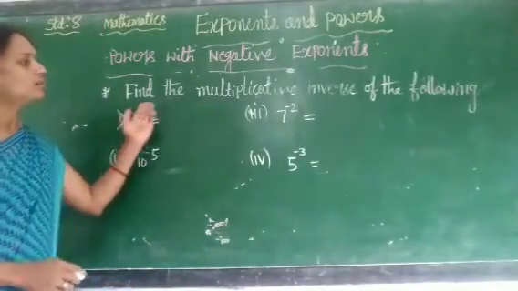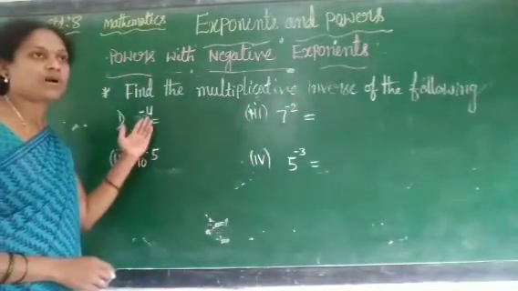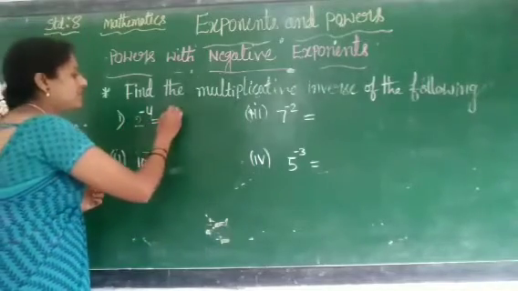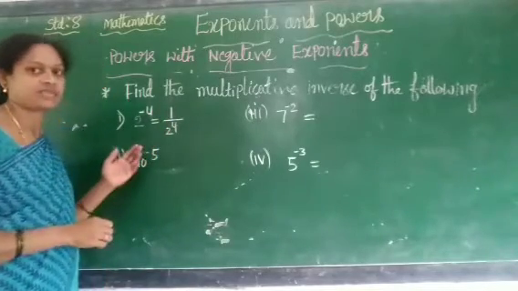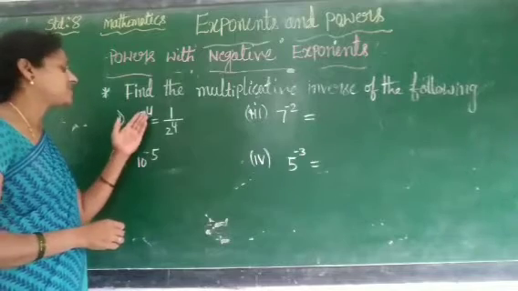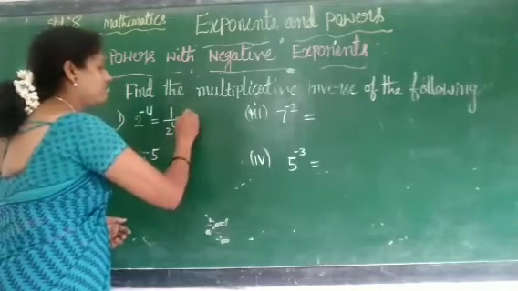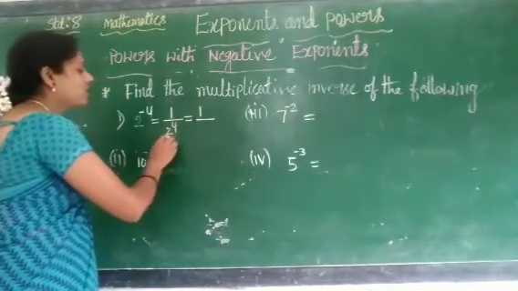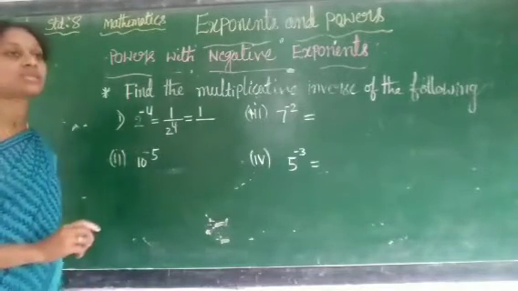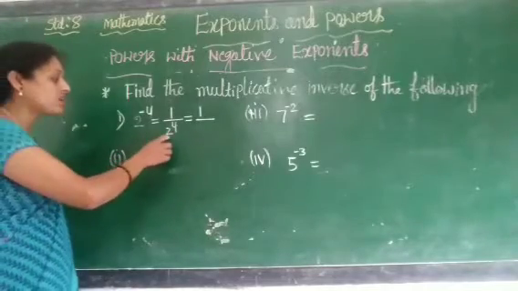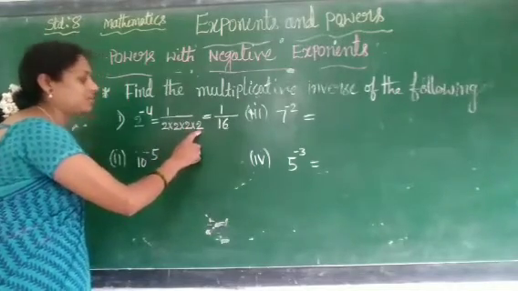Find the multiplicative inverse of the following. First one is 2 to the power minus 4. We can write it as 1 by 2 to the power 4, which is equal to 1 divided by 2 multiplied 4 times. 2 2s are 4, 4 2s are 8, 8 2s are 16.